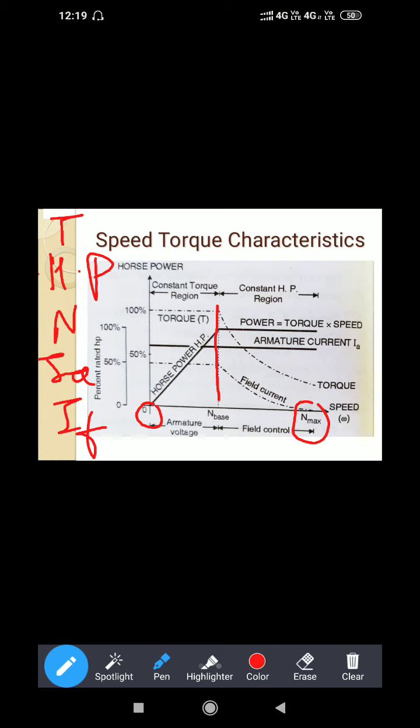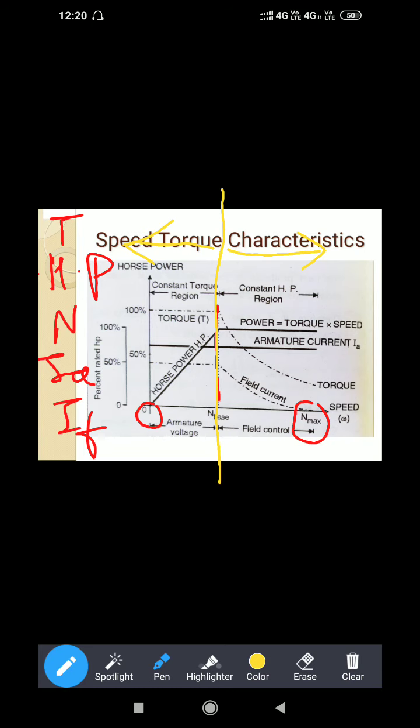So we are going to divide this characteristics into two parts: on the left hand side we have below base speed, and on the right hand side we have above base speed. After dividing the characteristics into two parts, we'll study the first one, the left hand side, that is the below rated speed part. Below rated speed we are going to control the speed by controlling the armature voltage, and above base speed we are going to control the speed by controlling the field flux or the field current, right?